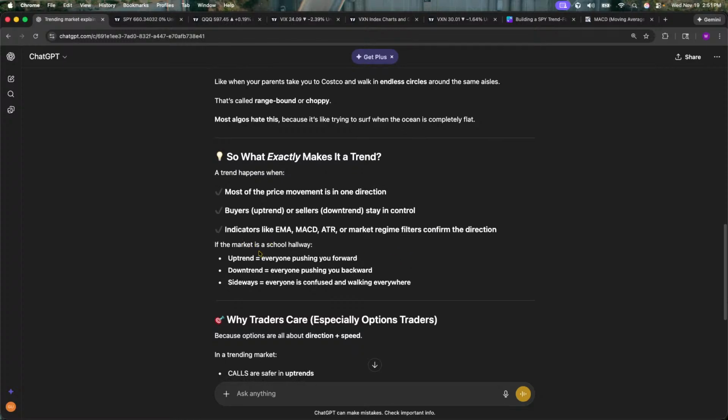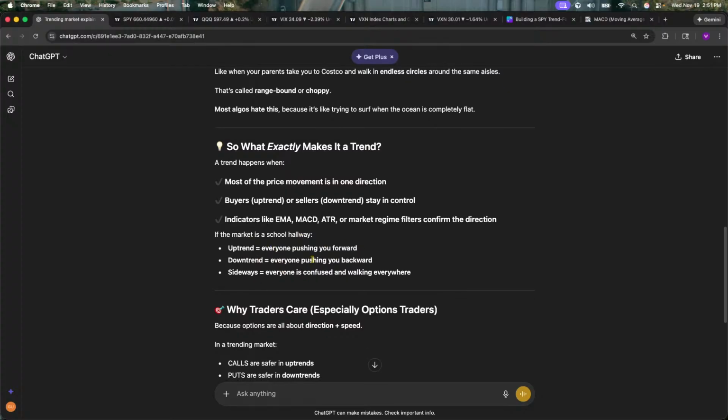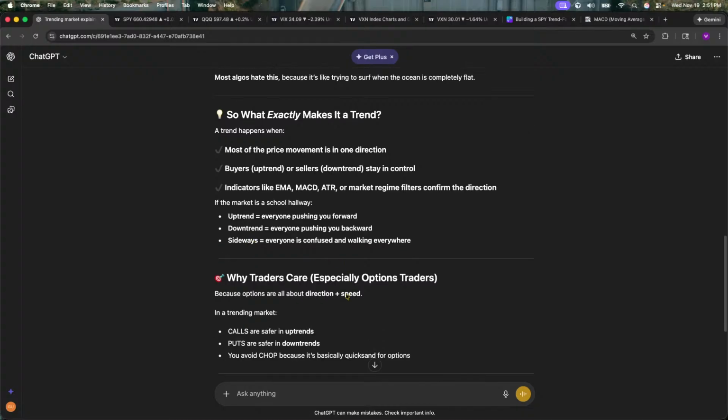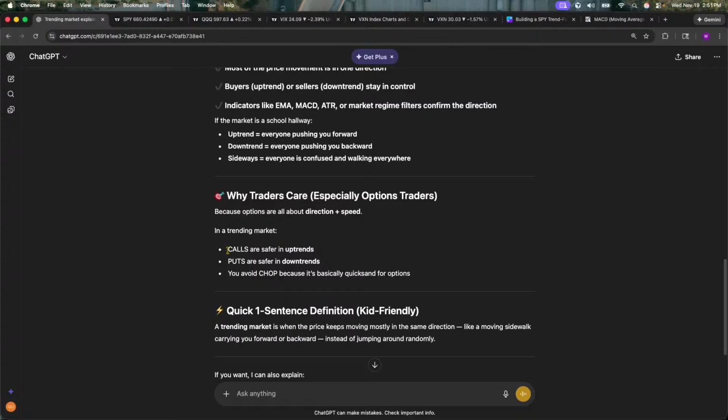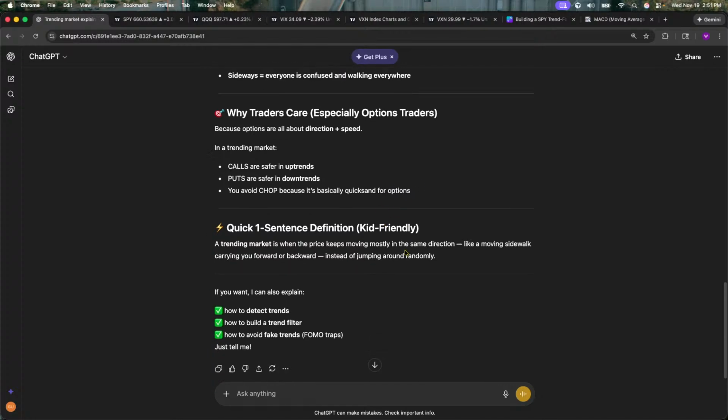If the market is a school hallway, an uptrend is everybody pushing you forward. A downtrend is everyone pushing you backward. Sideways is everyone confused and walking everywhere. Why do traders care, especially option traders? Because options are all about direction plus speed. In a trending market, calls are safer, right? Because we can bet on the uptrend, and puts are safer in a downtrend market. You want to avoid the chop because it's basically quicksand for options.